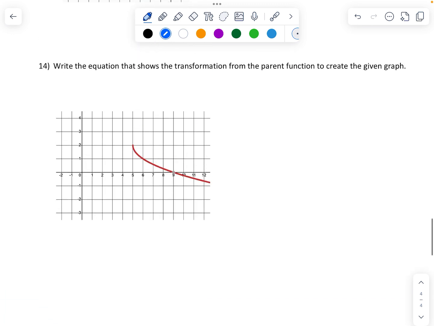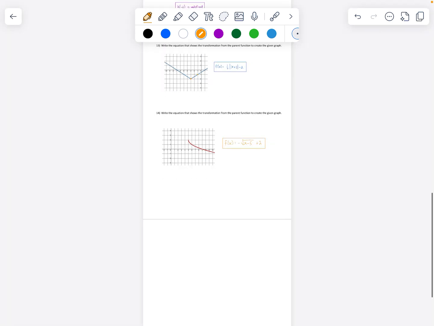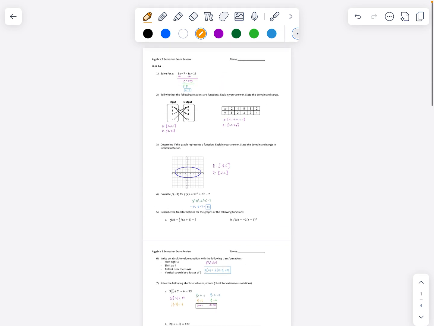And this one's similar, except our parent function here is square root. And then this one's upside down. So we know it's going to be negative square root of, and then normally square root looks like this, roughly. And so it's been shifted from here, 1, 2, 3, 4, 5, right 5, and up 2. So right 5 looks like that, and up 2 looks like that. And there you go. That is everything on the Unit PA review sheet.